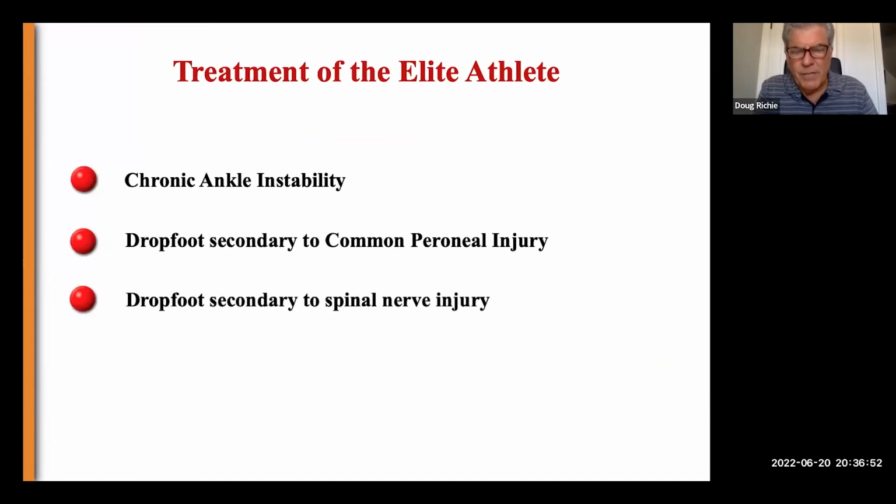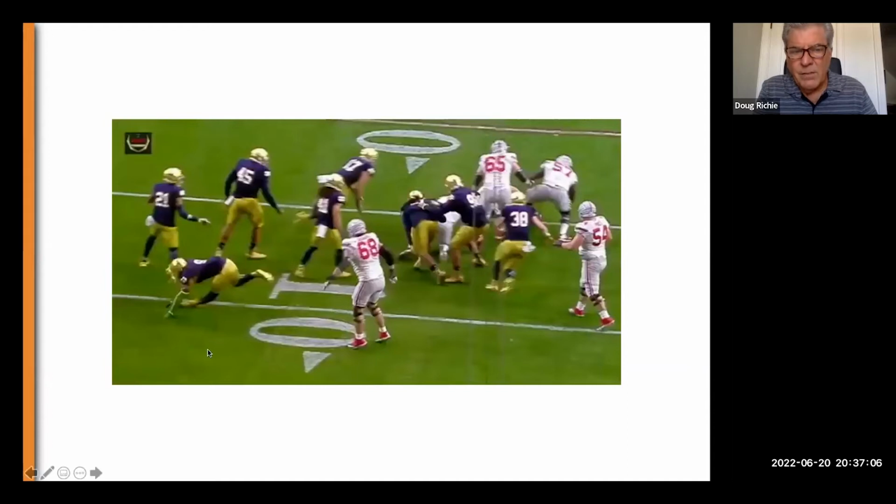Common peroneal nerve injury does occur in high-level athletes after a significant knee dislocation, or it can occur secondary to spinal nerve injury. And we've seen this in several elite athletes that we've treated here in the US. This is a freeze frame of a very high-level athlete at Notre Dame University playing American football. And this injury left him with a torn anterior cruciate ligament, medial collateral ligament, posterior cruciate ligament, but sadly, almost completely lacerated his common peroneal nerve.